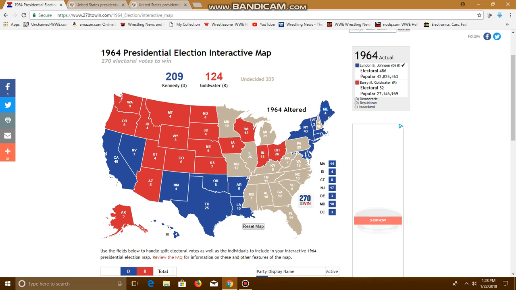Indiana, I'm going to give to Goldwater. Kentucky, I'm going to give West Virginia, though, to John F. Kennedy. West Virginia is a very reliable Democrat state at the time. Missouri for Goldwater. And this is what's interesting. Minnesota, I think, though, would go to John F. Kennedy. Again, very narrowly, 226 right now to 145 for Barry Goldwater.